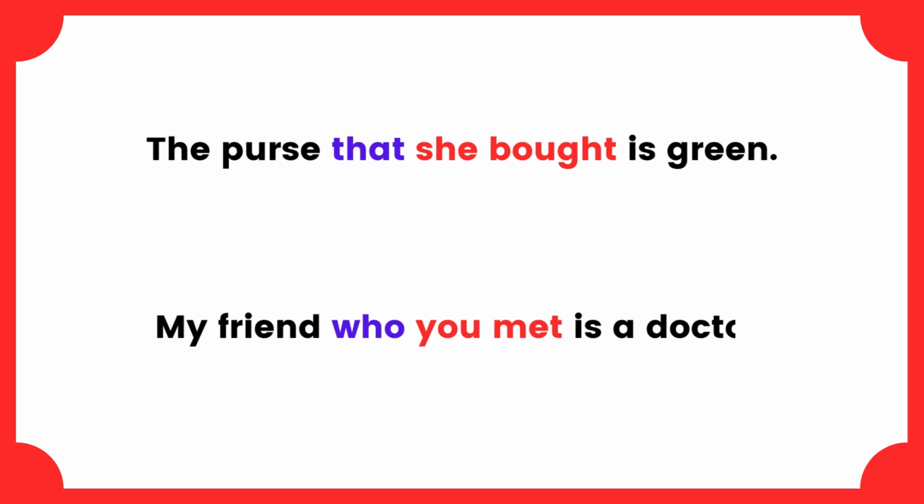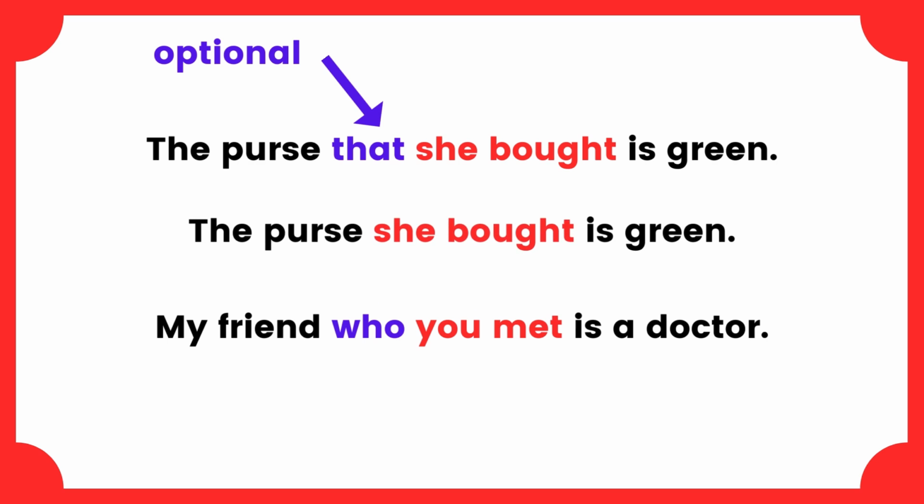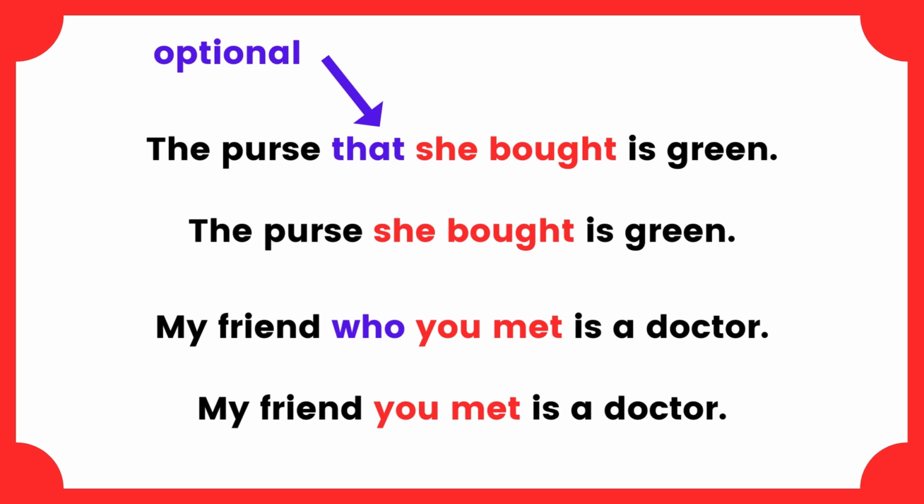If the relative pronoun is the object, the relative pronoun is optional and we don't have to include it. Often in spoken English, we will shorten the sentence by leaving this pronoun out. "The purse that she bought is green" can also be said as "the purse she bought is green." You will hear this more often. Or, "my friend who you met is a doctor" can become "my friend you met is a doctor."